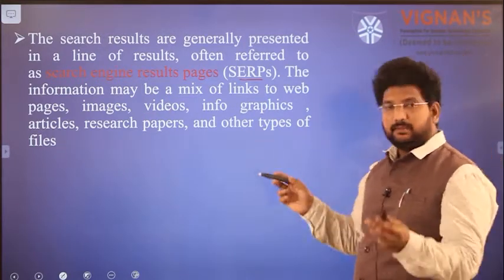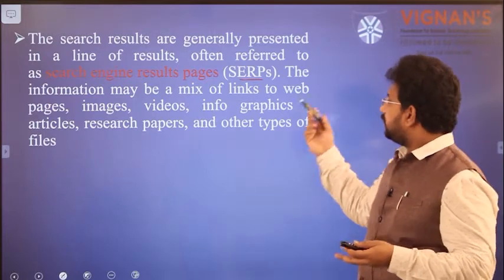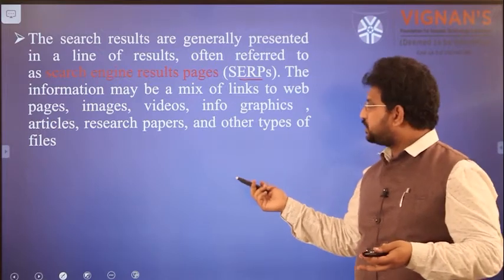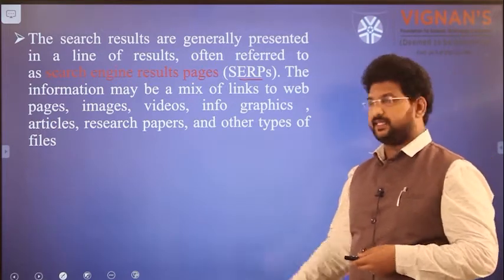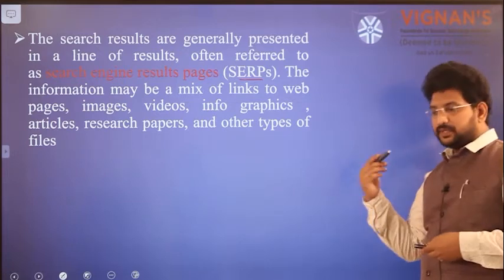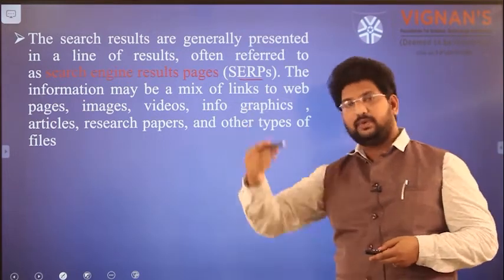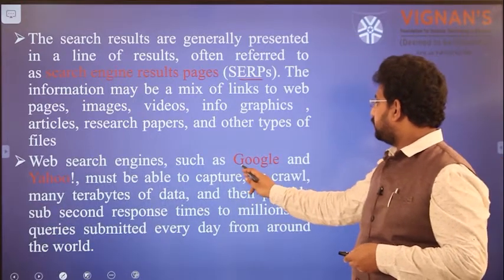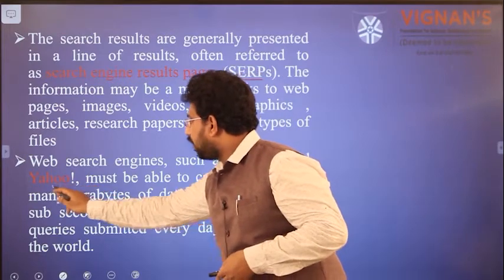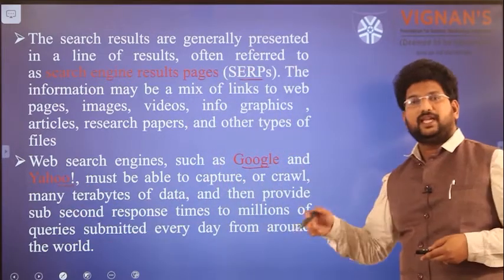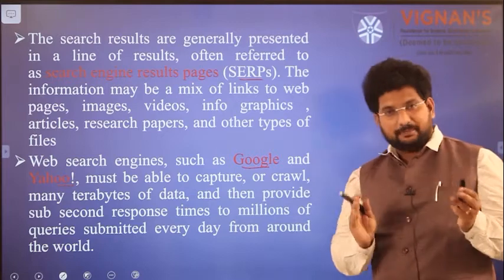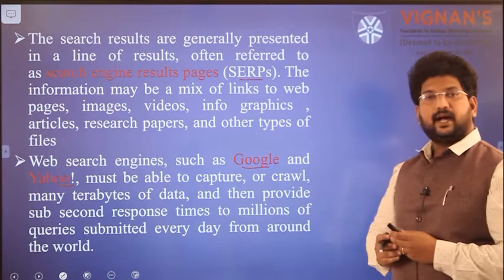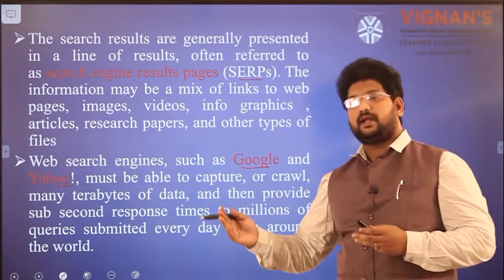The information may be a mix of different links to web pages, images, videos, infographics, articles, research papers, and other types of files. Whenever you search any information on the web, you are able to retrieve a ranked list of documents. A few examples, as I already told you, are Google and Yahoo. They must be able to capture or crawl many terabytes of data.